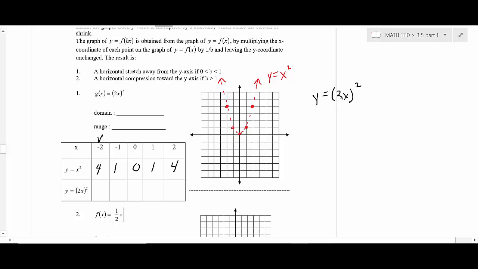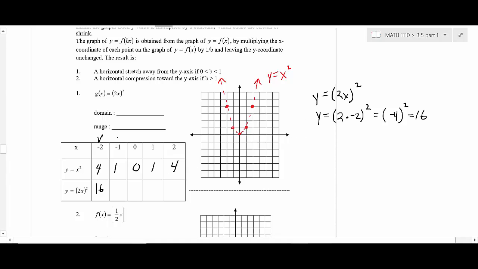Okay, so if you replace x with negative 2, you're going to have 2 times negative 2 to the second. So that's going to be negative 4 to the second. So that's going to be equal to 16. Okay, so something's happening on that problem. It's getting transformed. We won't know how this works until we finish all these up.